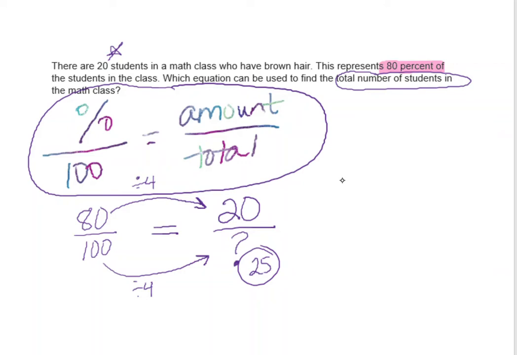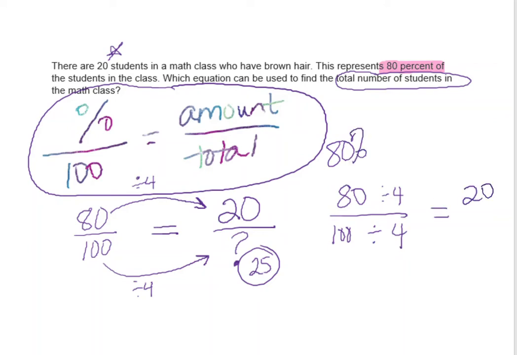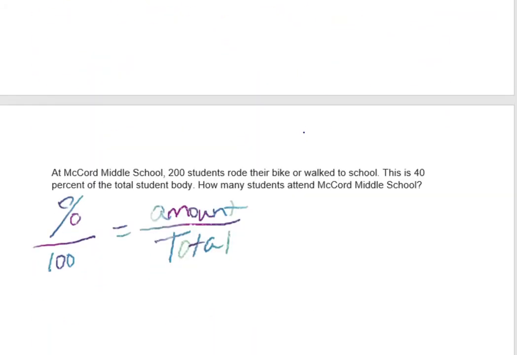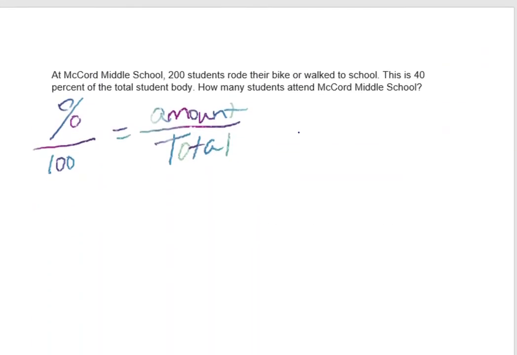The equation that we're using is 80 divided by 4 over 100 divided by 4, because again, that represents my percent. 80% is 80 out of 100, which has to equal 20 out of 25. We can use that same formula every time.